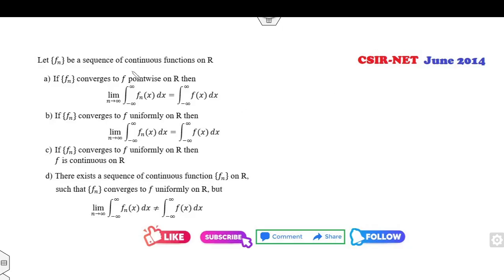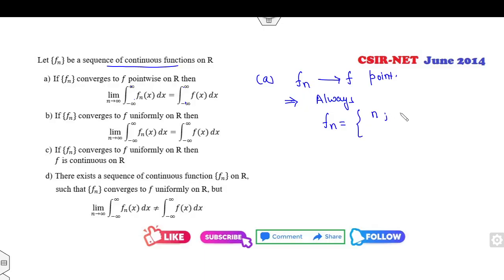Okay, look at this another one. Fn is a sequence of continuous functions. Fn converges to f pointwise. Fine. So as I told in the previous example, this does not hold always. This only holds on a closed interval, but these are not closed intervals. Again, the same example you can define: n when x lies between 0 to 1/n, and 0 if x is greater than 1/n. So this option is cancelled.